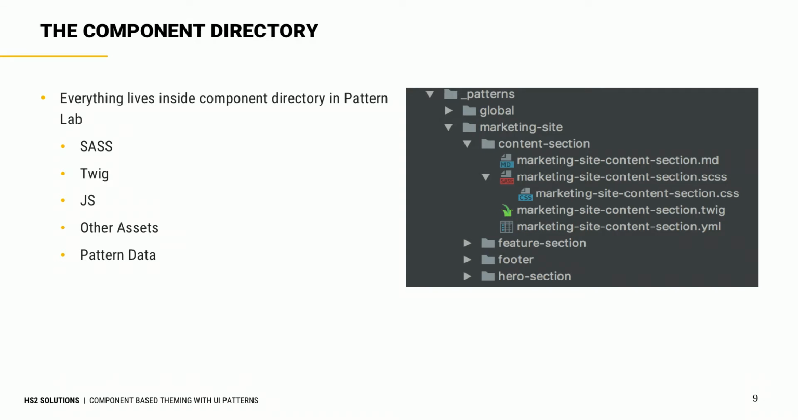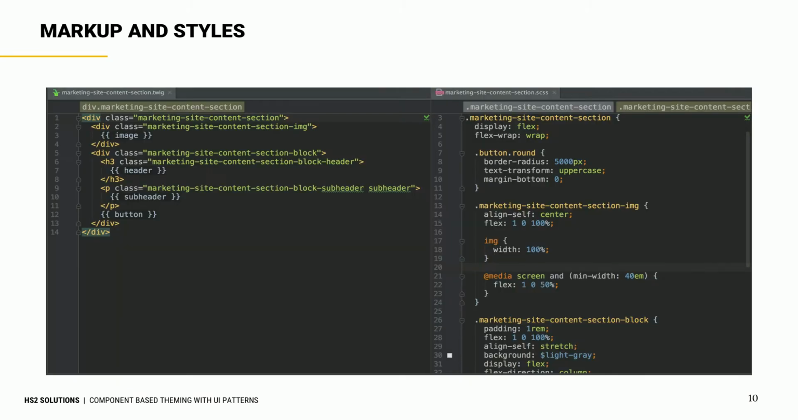And then you can also have data for your pattern or pattern library. So in the case of Pattern Lab, we have the YAML file here, which has example data that gets passed into the different fields in your pattern. And then also a markdown file that can have some general documentation about the component as well. But again, all of this stuff just lives in its own little directory, a nice, neatly packaged place where all of the things that you need to make this component exist.